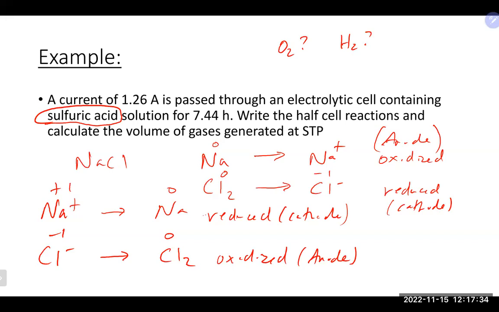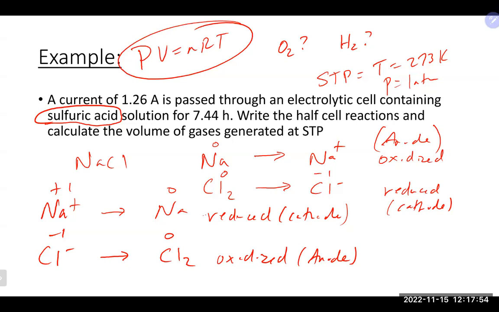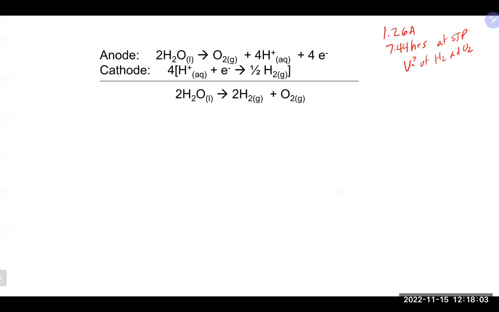In this case, we're looking for how much oxygen gas and hydrogen gas we would generate at STP. A reminder, STP is a temperature of 273 Kelvin and a pressure of 1 atmosphere. Since we are probably doing some type of gas law, PV equals nRT is occasionally what you'll need to use in these types of problems, especially if you're collecting a gas at the end. So we have our half reactions for this, and we're going to start here like normal.